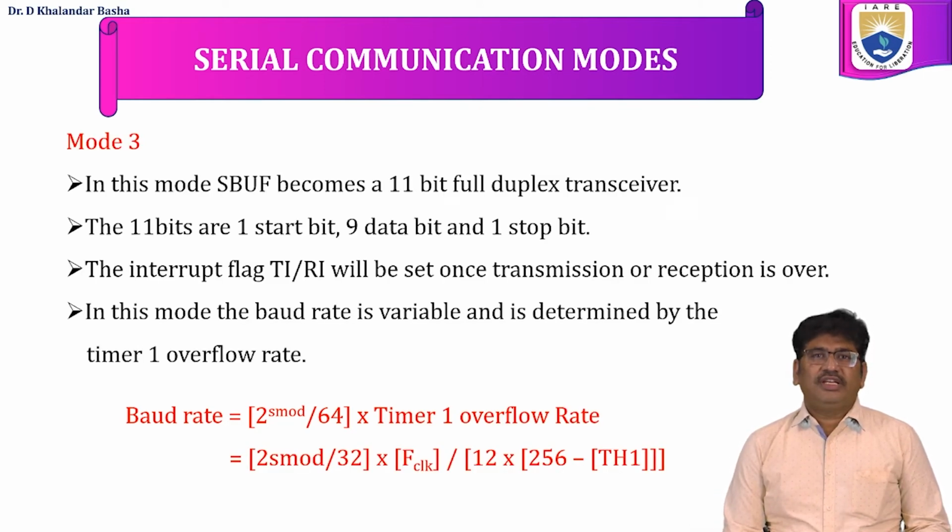Mode 3, which is a 9-bit UART with variable baud rate. In this mode, SBUF becomes an 11-bit full duplex transceiver. The 11 bits are 1 start bit followed by 9 data bits and 1 stop bit. The interrupt flag for transmission TI and for receiving RI will be set once the transmission or reception is over. In this mode, the baud rate is variable and is determined by the timer 1 overflow.